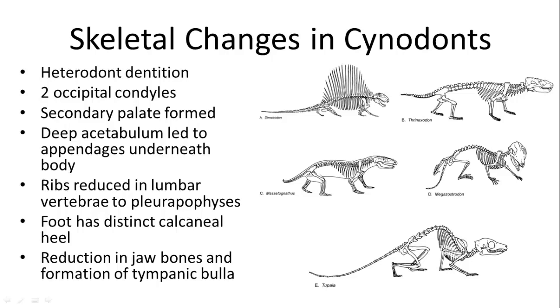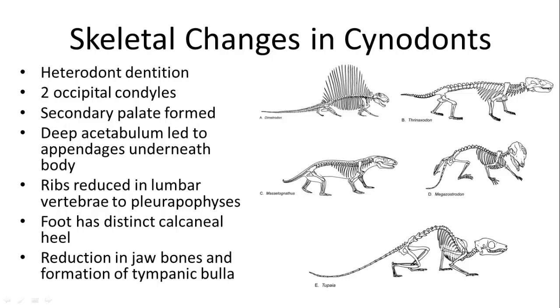They also had two occipital condyles. These are two projections in the back of the skull which articulate with the first vertebrae, the atlas. In reptiles, they have one, and so now we have the formation of two, and this allows for more neck movements. There's a secondary palate which formed.